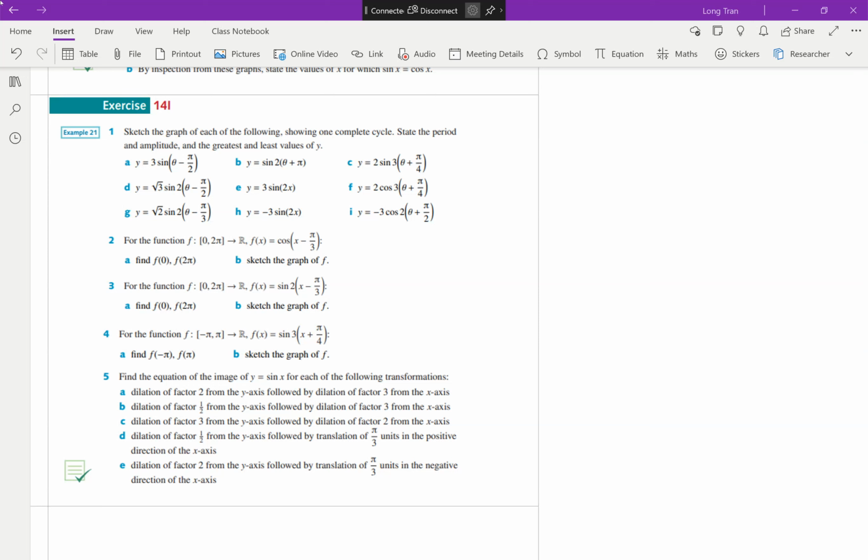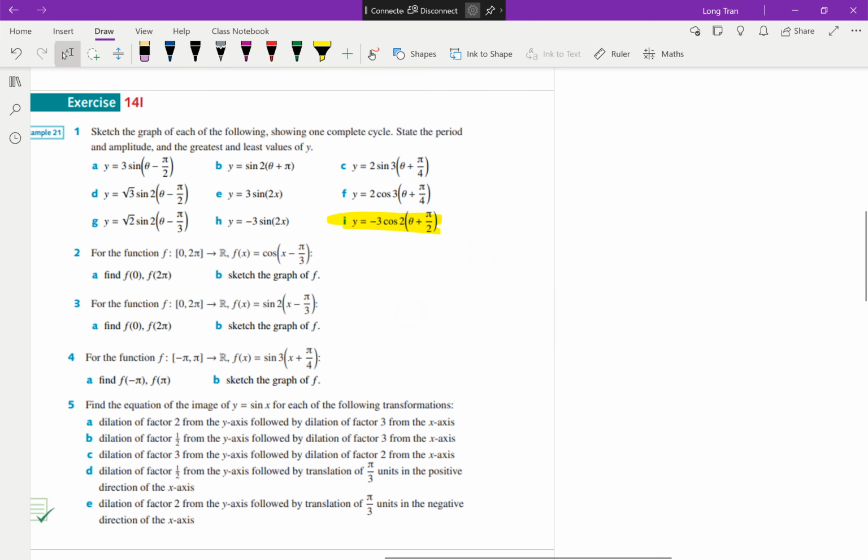Here we go. So we're going to go through exercise 14I, question 1I. Okay, so we're going to do this one together. It wants you to sketch. Oh, it says only one cycle.